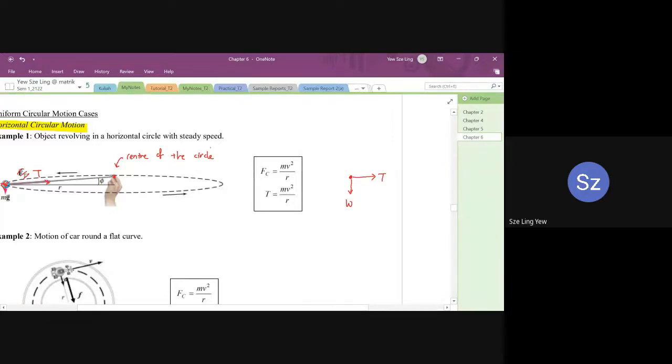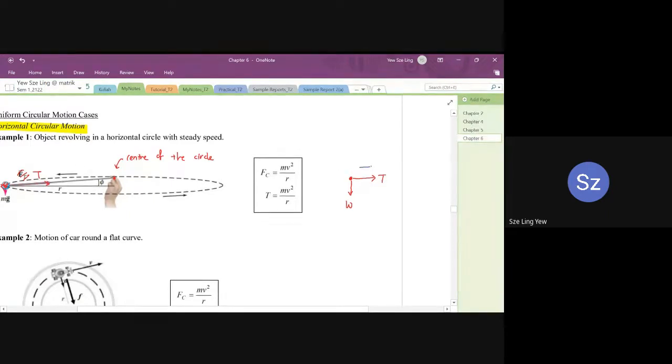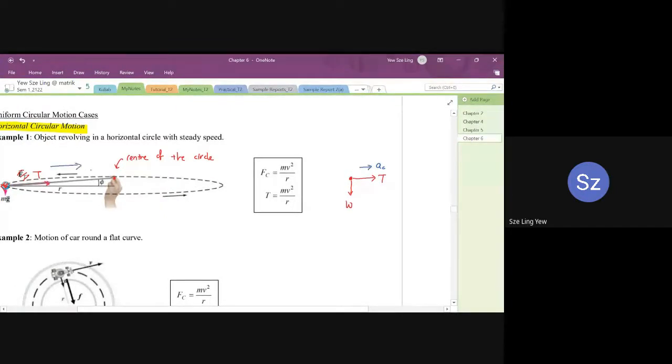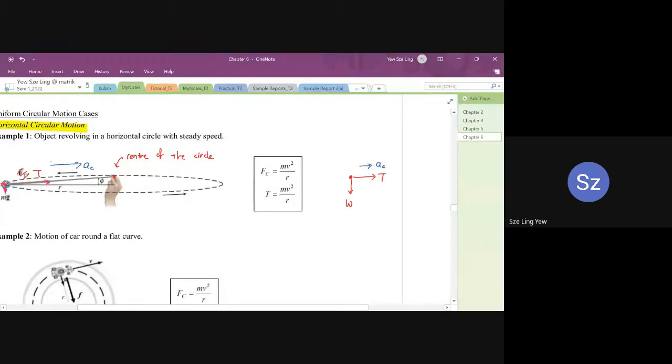AC first. If your tension is going towards the center, then your AC is also pointing towards the center. That is what we do know. Now your object is on the left-hand side, so AC is definitely going towards the center. Look at the original diagram: T going towards the center, AC going towards the center.